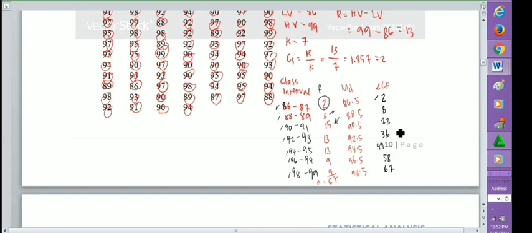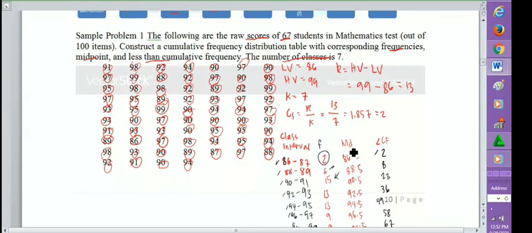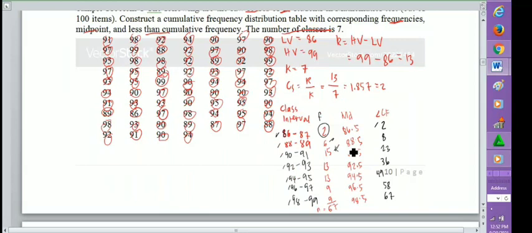So that's it, class. That's already our cumulative frequency table or distribution table. Okay, so your table should consist of frequency, the midpoint, as well as the less than cumulative frequency. So that's it.